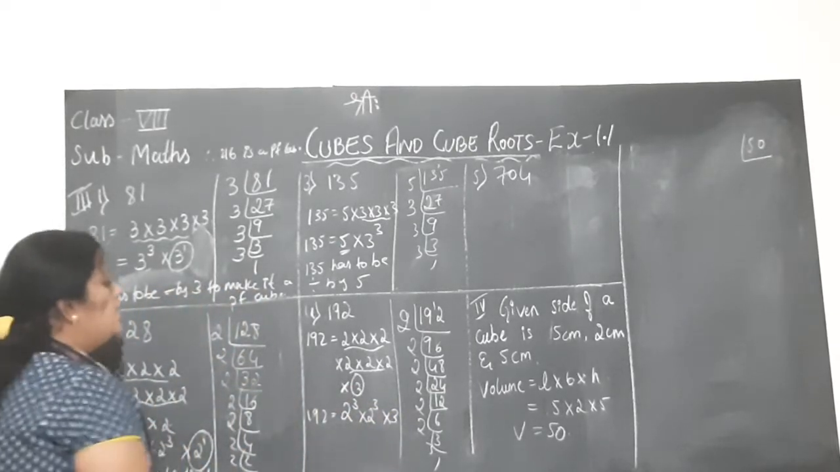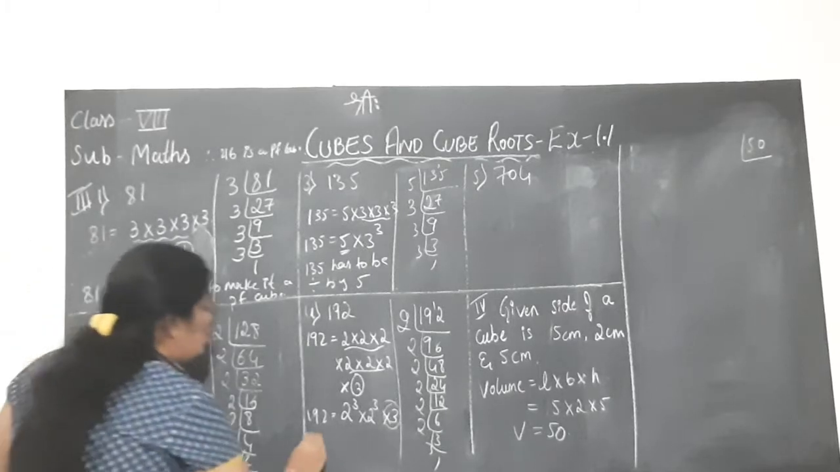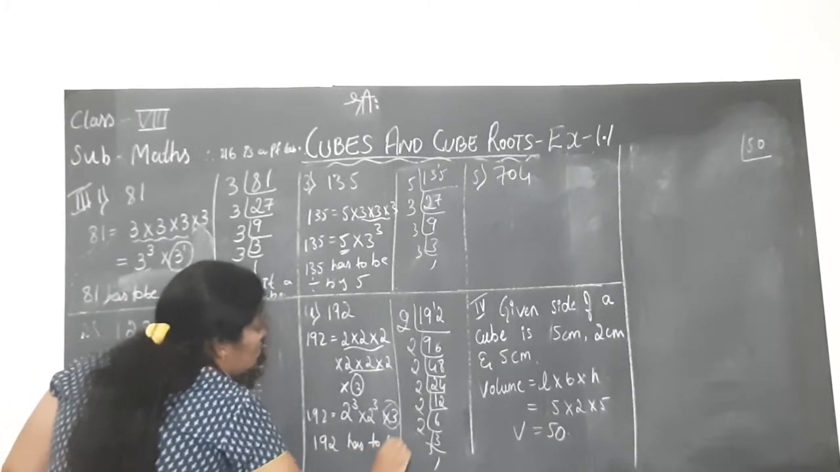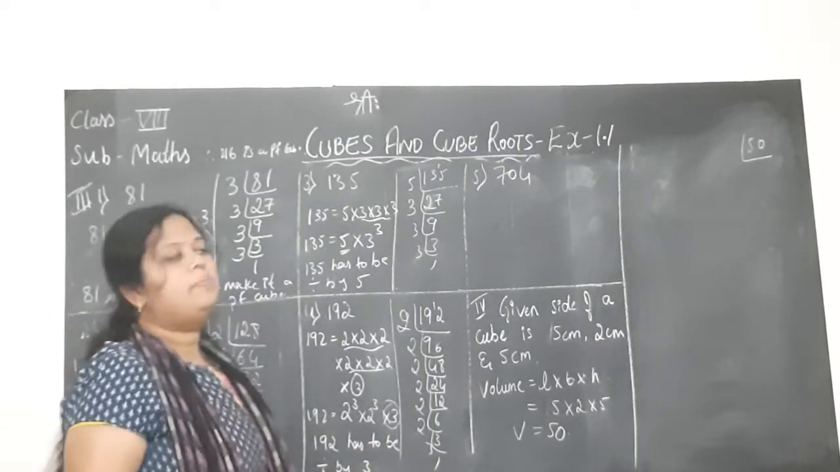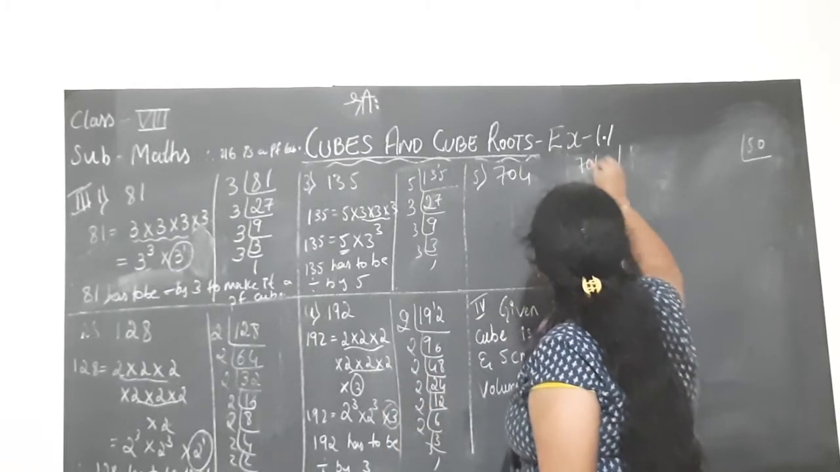So 3 is the number which has no pair. Therefore, 192 has to be divided by 3 to make it a perfect cube. Last question is 704.